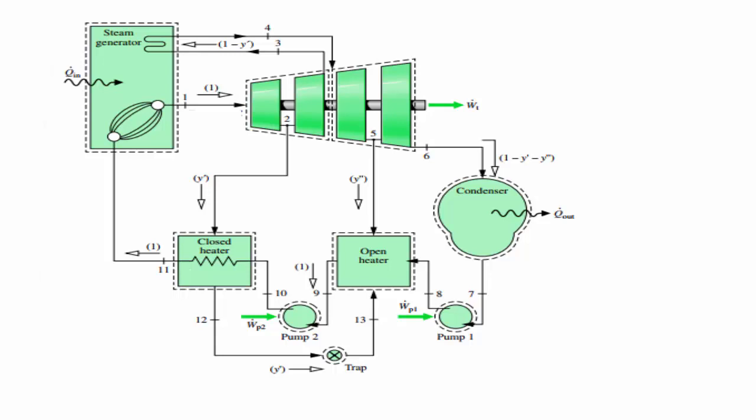The steam which is going into the condenser has two extractions. The first is the one which is coming from the boiler, and the second is labeled as 1 minus y prime minus y double prime, which means all the extractions are subtracted and the remaining is going into the condenser.